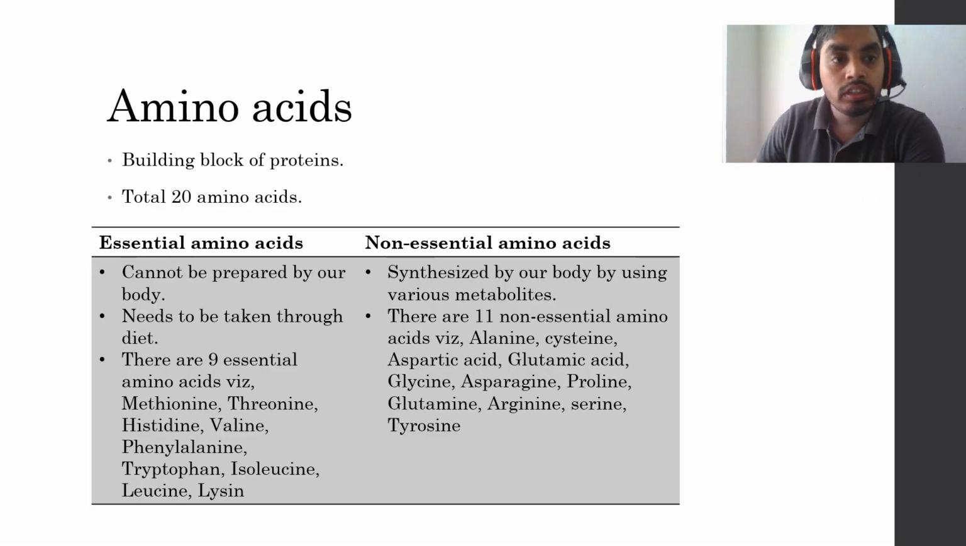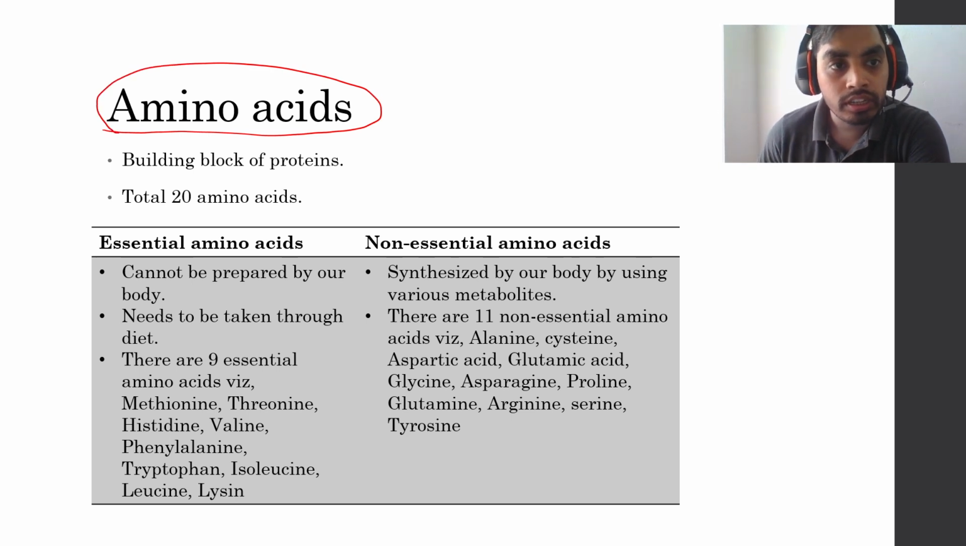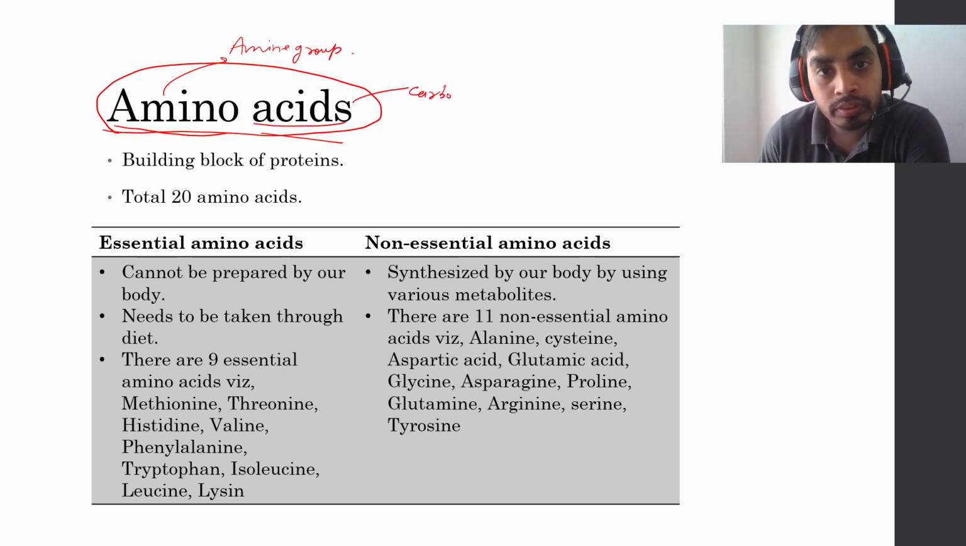The first question is, what are amino acids? The name consists of two terms, amino and acid. If you have a little knowledge of chemistry, you can easily understand that it would have an amine group and an acidic part, that is the carboxyl group. So let's go further into the chemistry of amino acids.